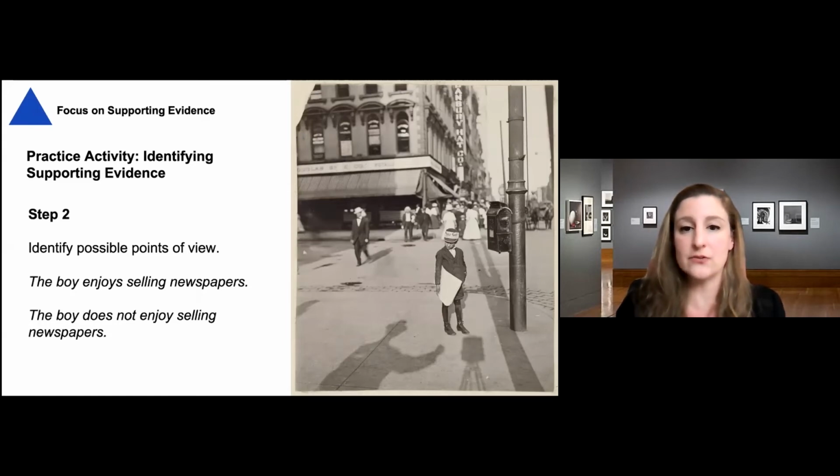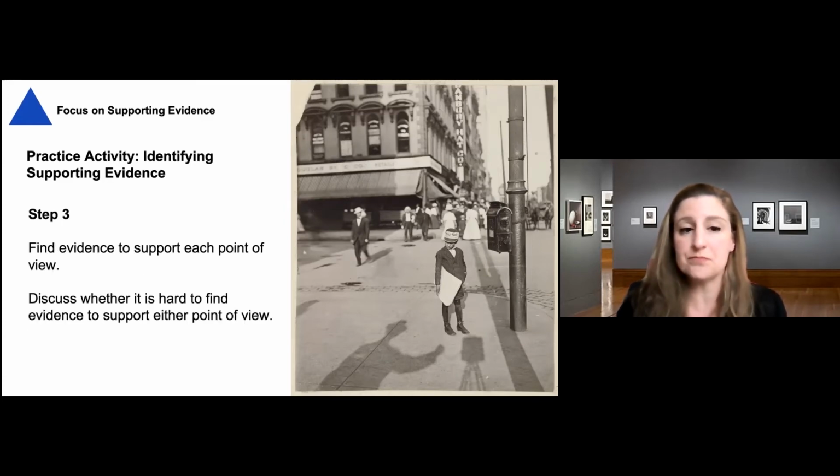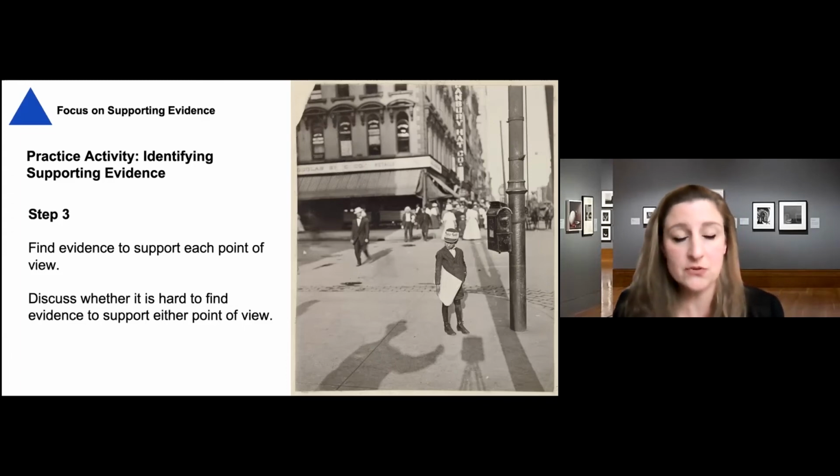Then you can ask students, and you can do this in small groups. For younger students, you can do it as a big group, and the teacher can be a note taker. In smaller groups, you can ask students to note take together or use a visual organizer, in groups or in teams. Then you can ask them to find evidence to support each point of view.